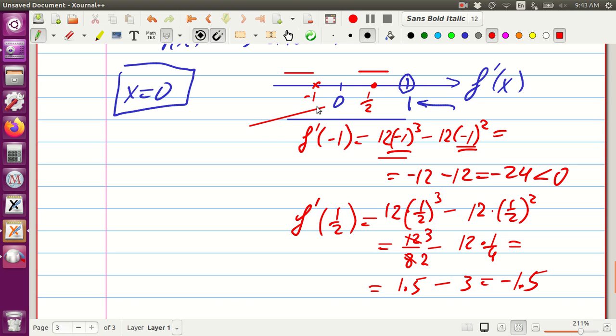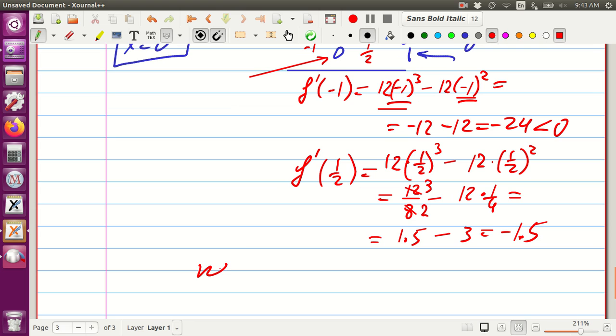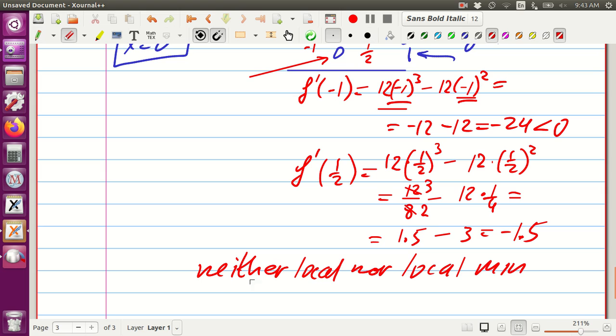What can we say about the critical point when the first derivative does not change its sign? It's neither a local max nor a local min. Right? It's neither of those.